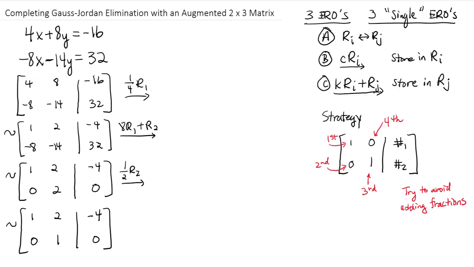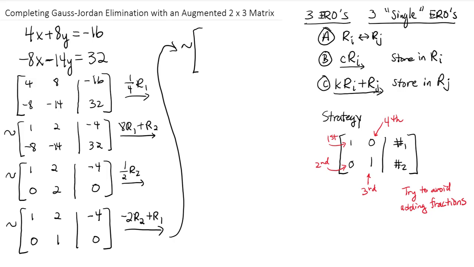And finally, we have one more step to go. So let's try negative 2 times row 2, add it to row 1, and we store it in row 1. Notice I like to work down with matrices, so we work down and try to make things as neat as possible. This symbol here means row equivalent. It's not an equal symbol, so make sure you write the tilde, which in this case means row equivalent.